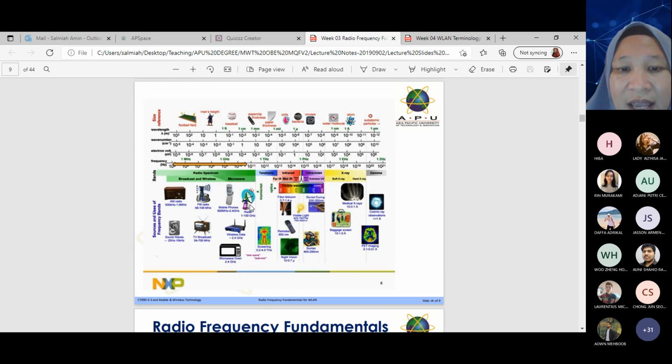So you can see that our Wi-Fi, the frequency is not that high. It's not as high as X-ray or gamma. That's why it can travel very far. The wavelength, it can travel very far.